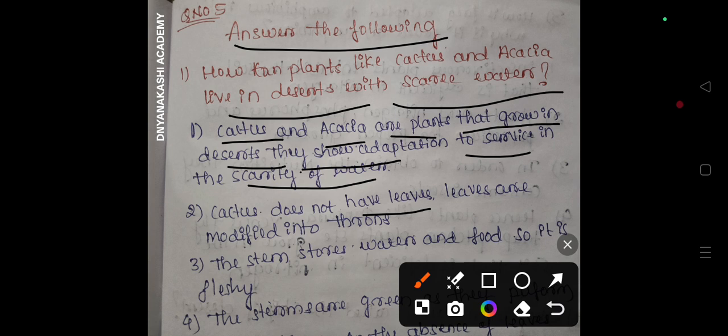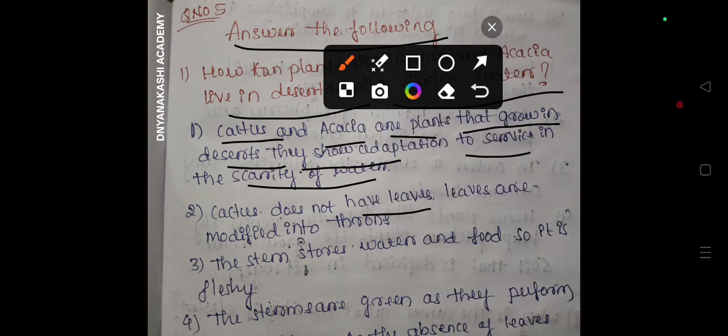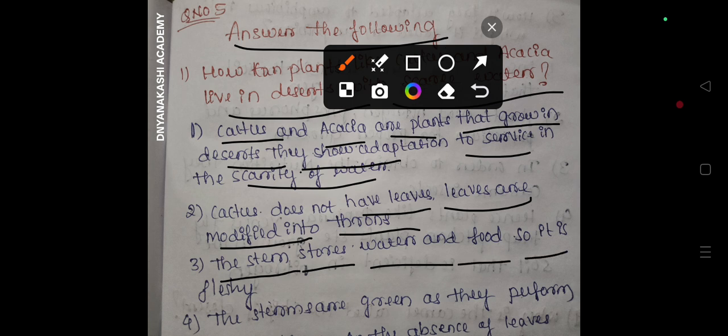Yes, already you have seen cactus plants. Cactus does not have leaves. Leaves are modified into thorns. Already you know this from your textbooks. Almost all desert plants don't have leaves; the leaves are modified into thorns. The next point is the stem stores water and food, so it is very fleshy.